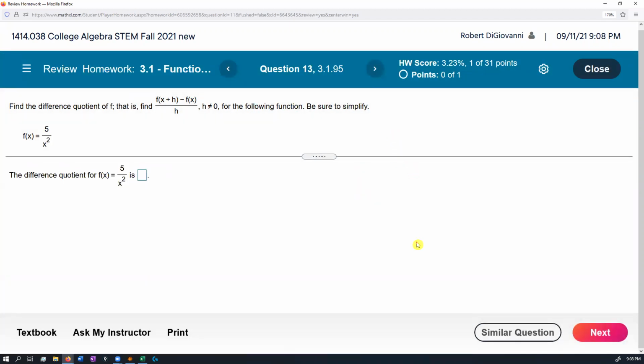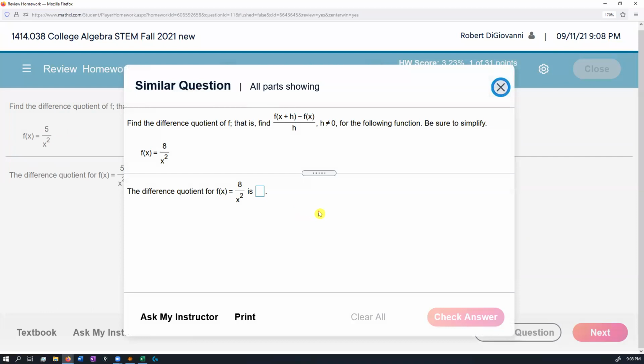All right, now we need the difference quotient for this one. I need to ask for a similar question. All right, so here we go. Again, I'm gonna figure out what the f of x plus h is first. And here's the function I'm using. So this is gonna be 8 over x plus h squared. I'm replacing x with x plus h. And that's it. I could expand that, but I'm going to leave it. And now I'm ready to do this difference quotient.